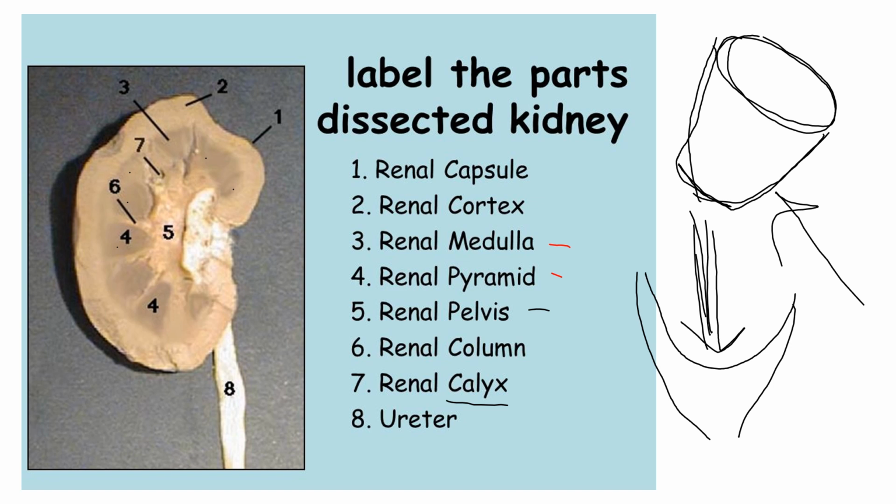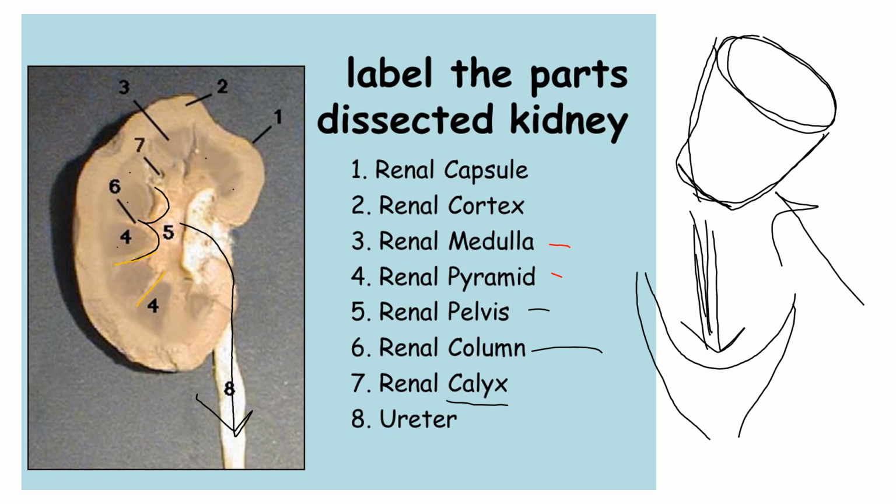The calyx are kind of these cups that go around the bottom of the medulla, of the pyramid, sorry. And it's collecting that urine, and then that urine drains into the pelvis and then leaves the kidney down the ureter.